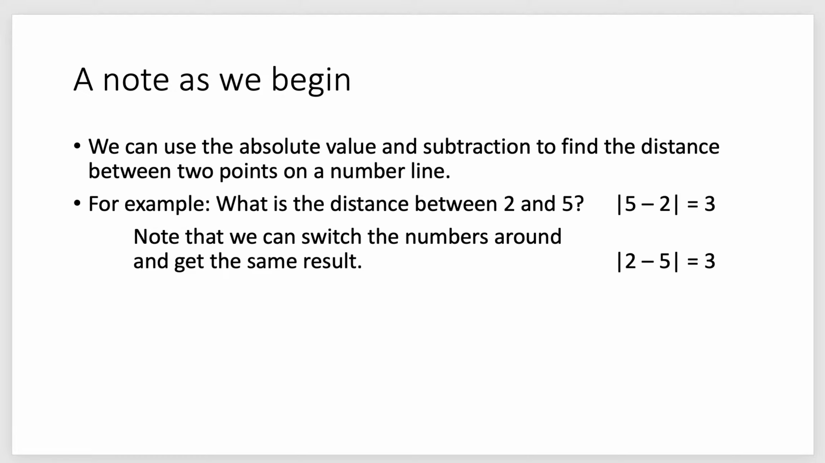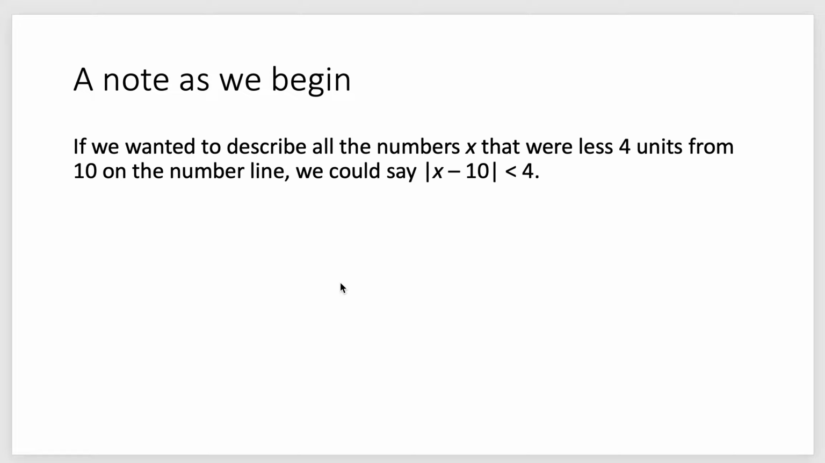So we're going to be talking a lot about distances as we go through this, and we're going to use absolute values and subtraction. That's a key part of our definition. It just means the distance between those two things, like the 5 and the 2, is 3. Really more specifically, we're looking at when the distance is less than something, because we're trying to get really close. So if we wanted to describe all the numbers x that were less than 4 units from 10 on the number line, we could say the absolute value of x minus 10 is less than 4.